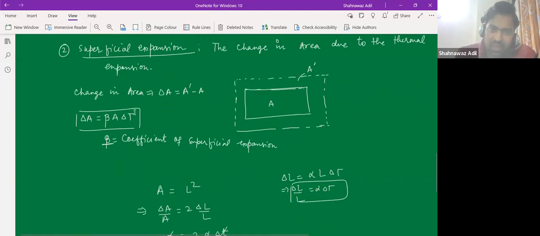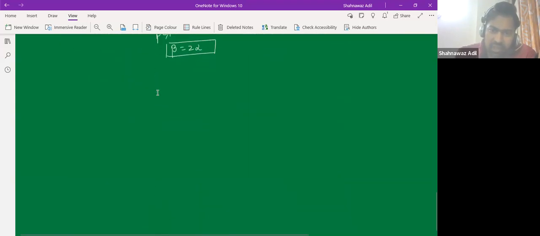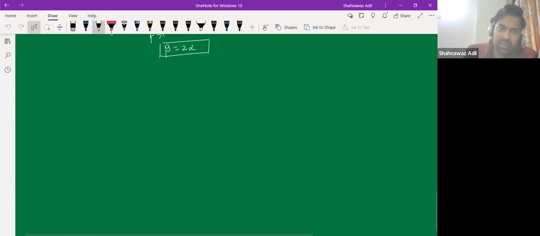If size is increasing area-wise, that is superficial expansion. And the last part is when the size is increasing volumetrically, right? So the third part is cubical expansion.